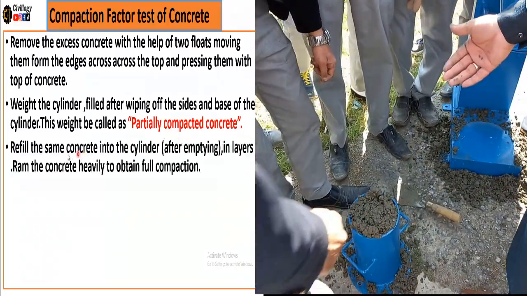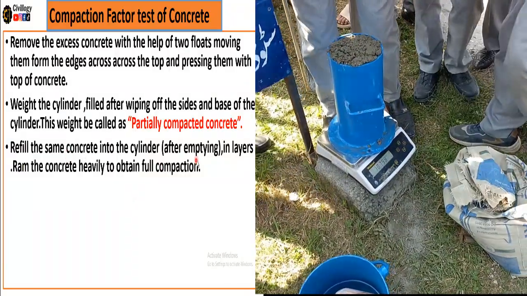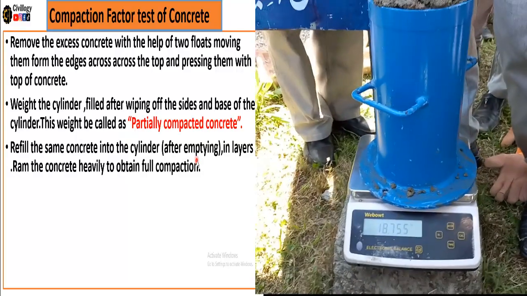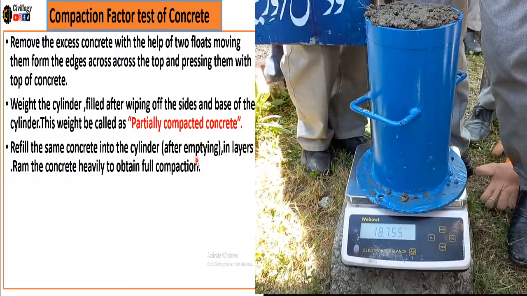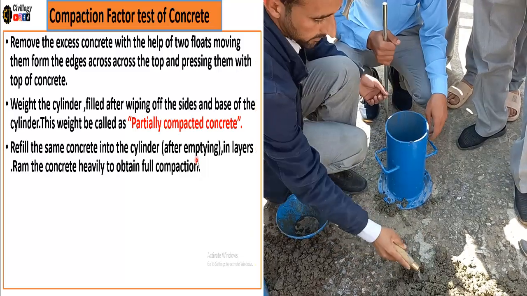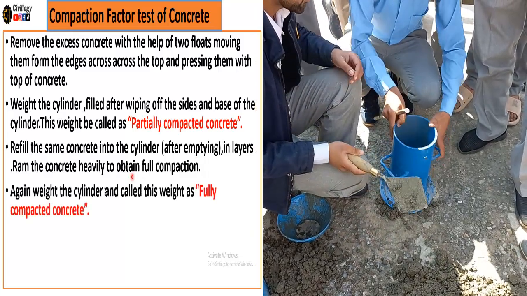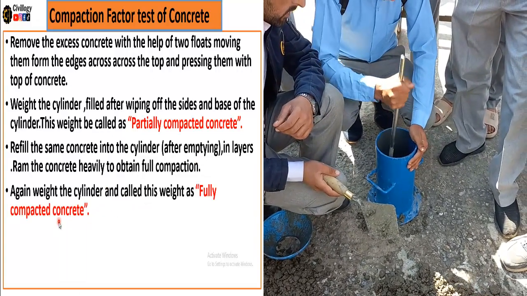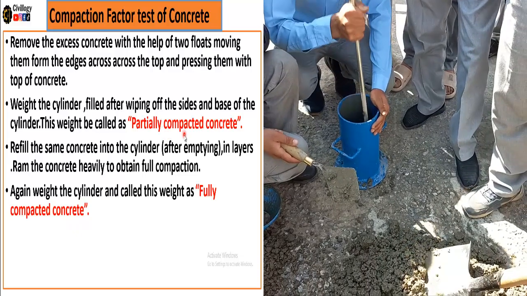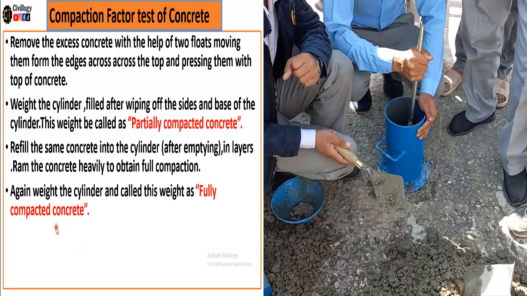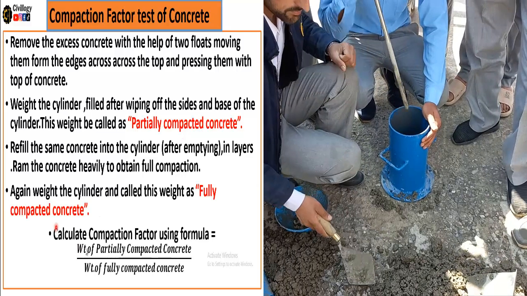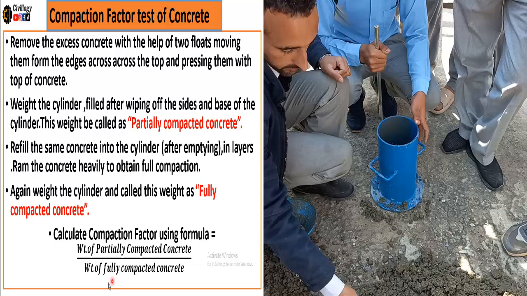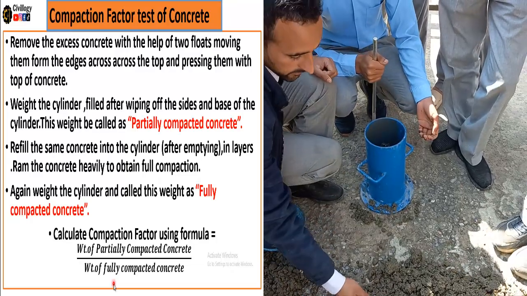Now refill the same concrete into the cylinder after emptying the cylinder, in layers, and then compact the layers by giving 25 blows each, and fill the cylinder in 6 layers to obtain the full compaction. Now again weigh the cylinder and call this weight fully compacted concrete. Now we have two weights, that is fully compacted concrete weight and partially compacted concrete weight. Now the compaction factor can be obtained as the weight of partially compacted concrete divided by the weight of fully compacted concrete.